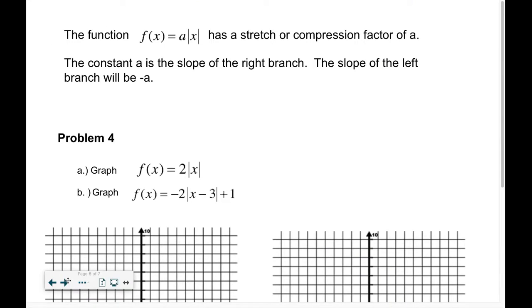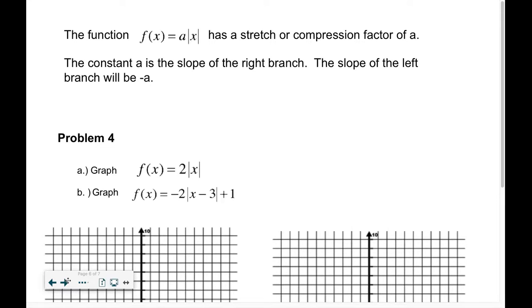Alright, moving right along. For the function f of x equals a times the absolute value of x, there is a stretch or compression, depending on what a is. If it's between 0 and 1, we have a fraction, that's a compression, and it's going to get shorter. Anything bigger than 1 is a stretch, and it's going to get bigger. The constant a is the slope of the right branch, and the slope of the left is just the opposite.